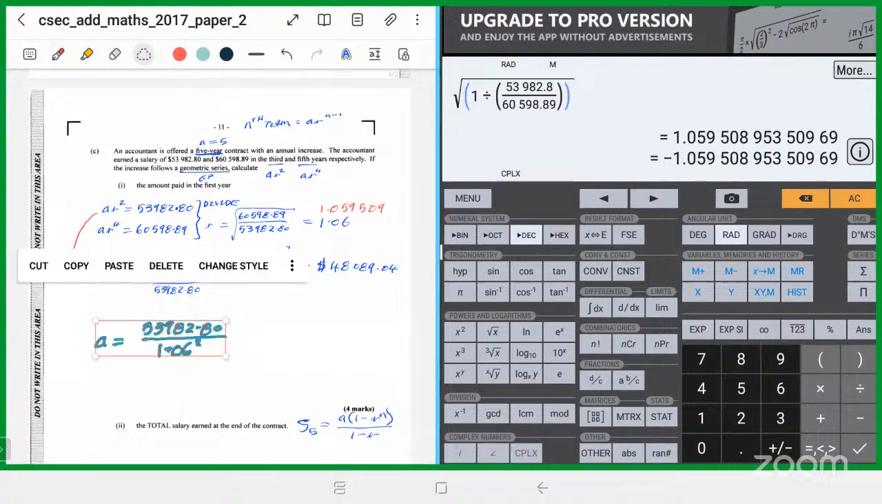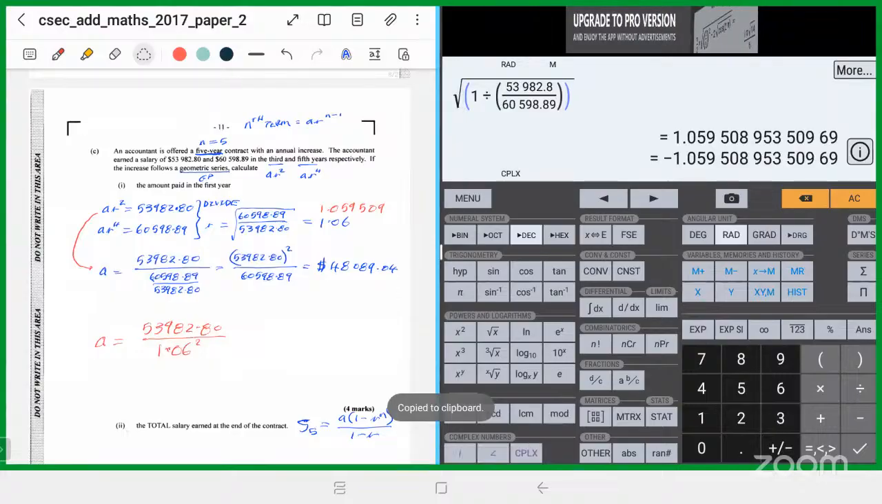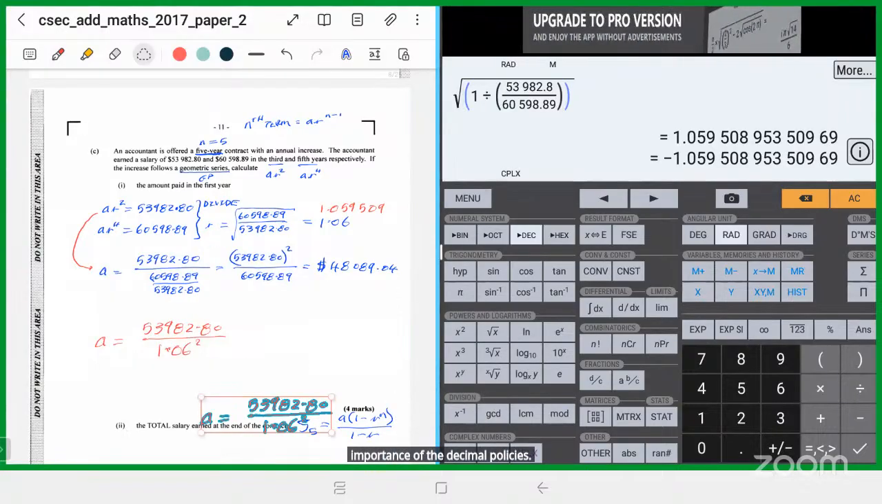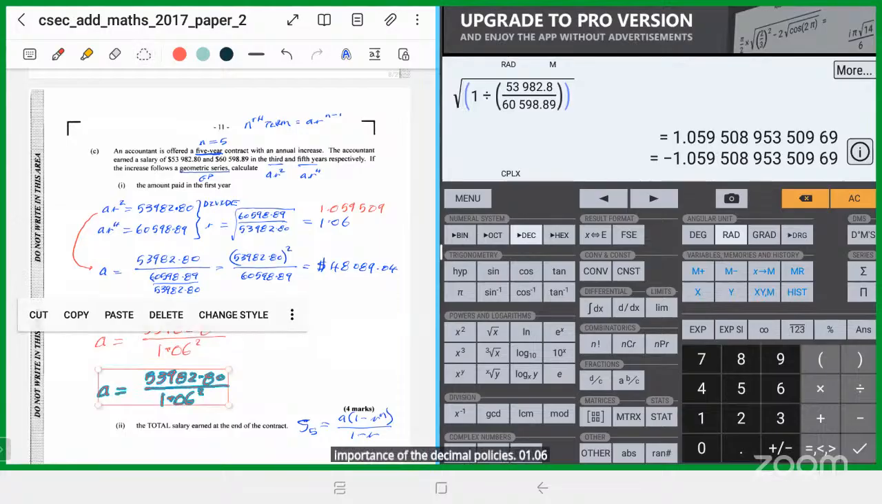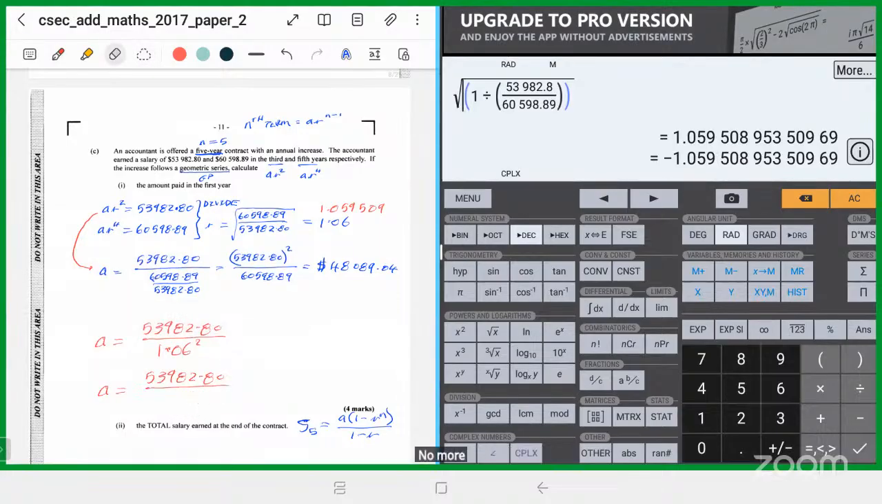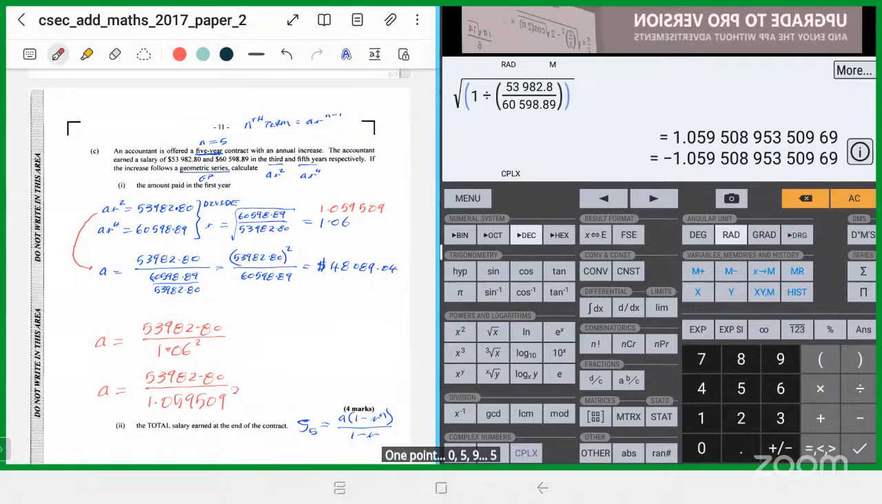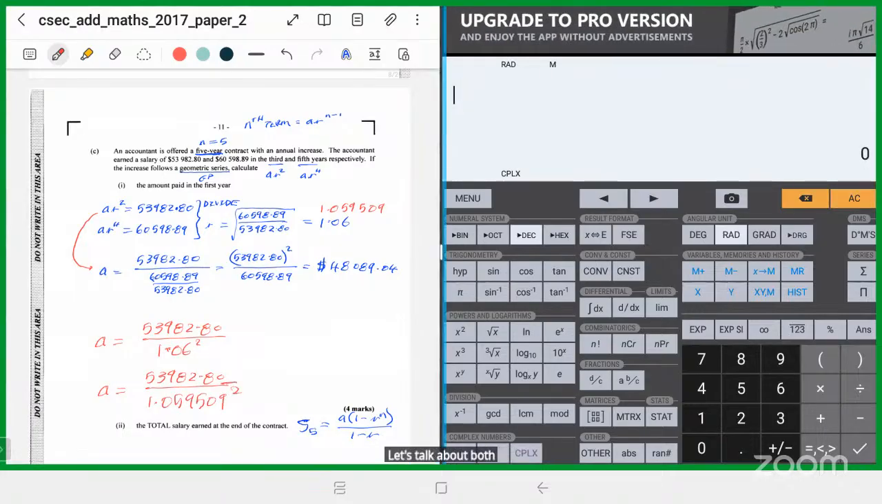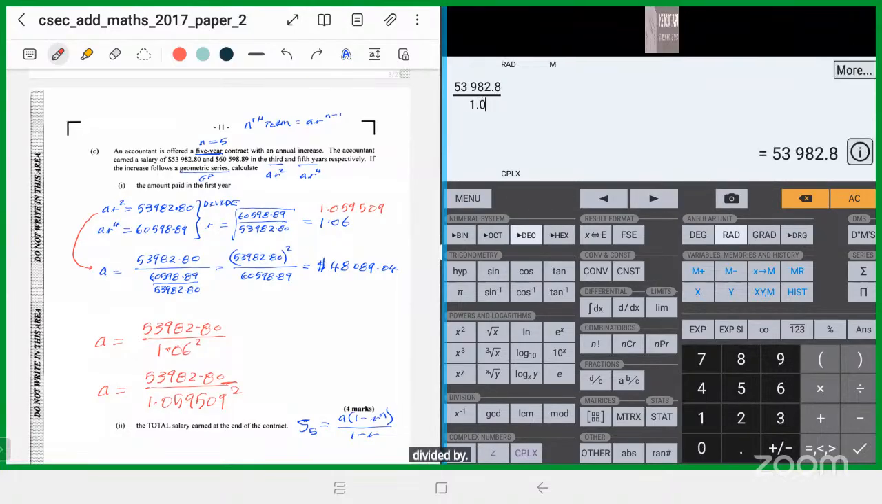I'm going to write about the same expression to show you the importance of the decimal places. Instead of 1.06, I'm going to write out this whole number of decimal places squared, this one that I have in red: 1.059509 squared. Let's work out both of them. Let's do this one first for the A. It will be 5398.2.8 divided by 1.06 squared.